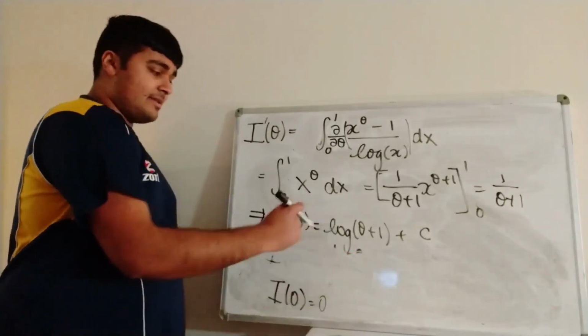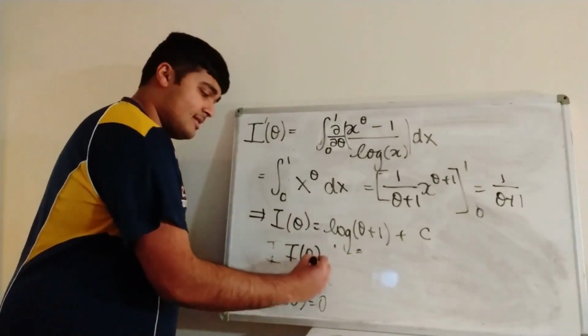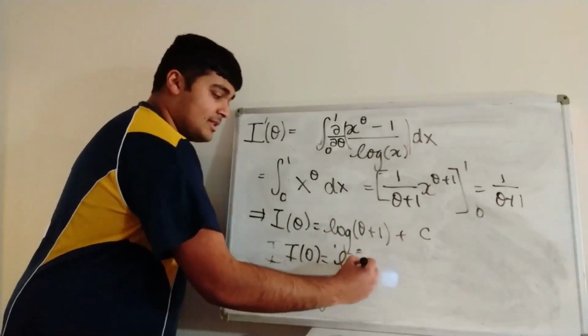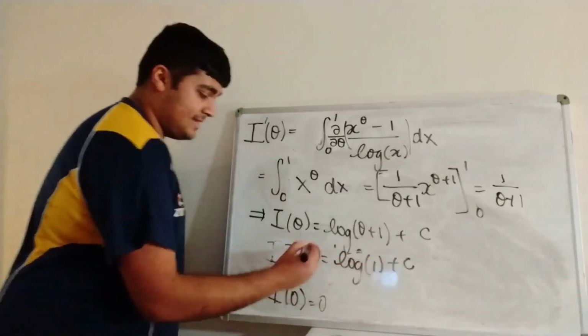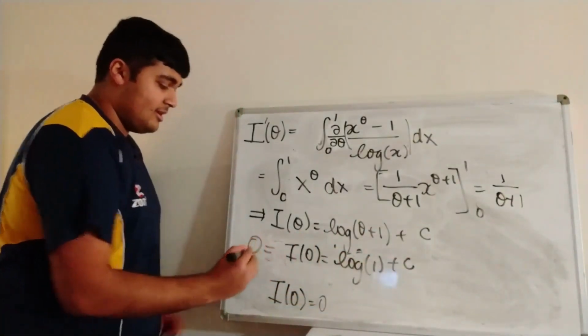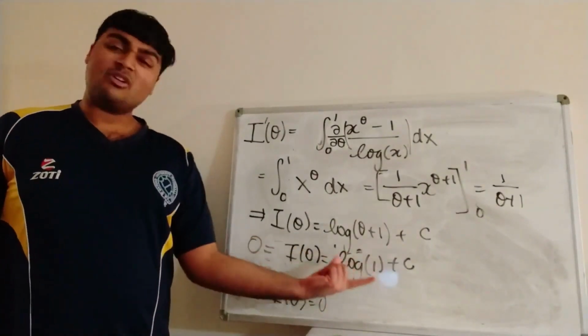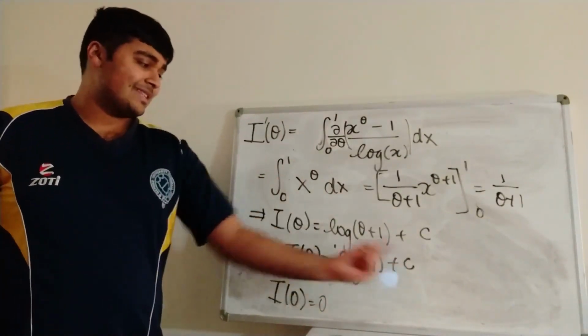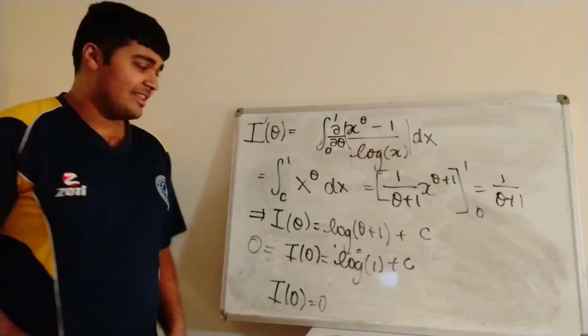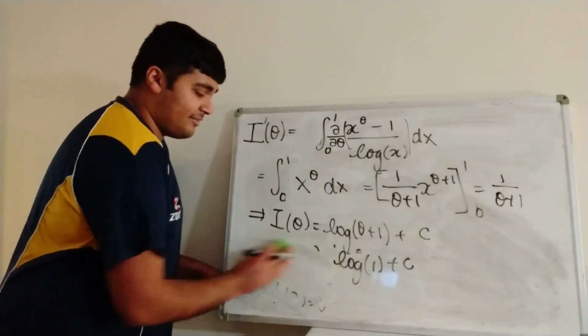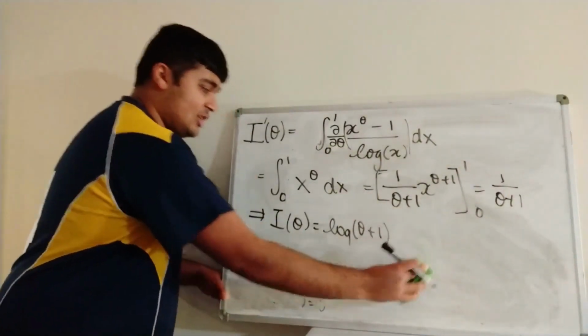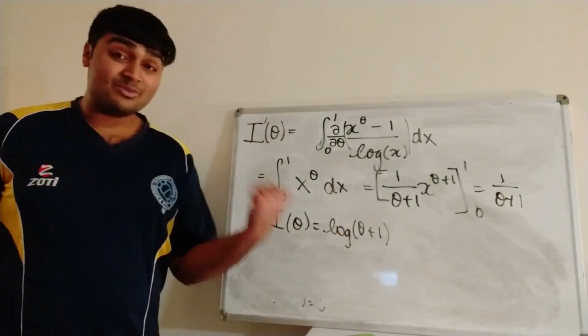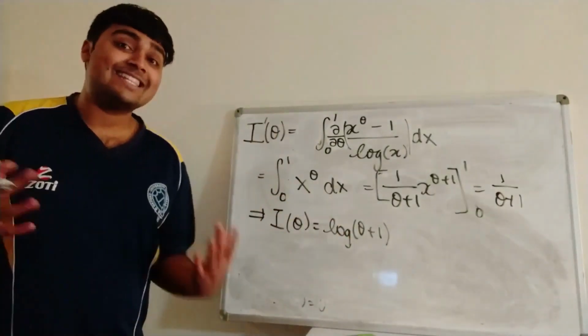So if you plug in 0 into this, we get I(0) is log(0 + 1), so log 1 plus c. So I(0), we know, is 0. So 0 equals log 1 plus c. Log 1 is already 0, so in fact we get that c is just equal to 0, which is really nice. So in fact we get that I(θ) is just going to be log(θ + 1). And as I said, all we're interested in is I(π).